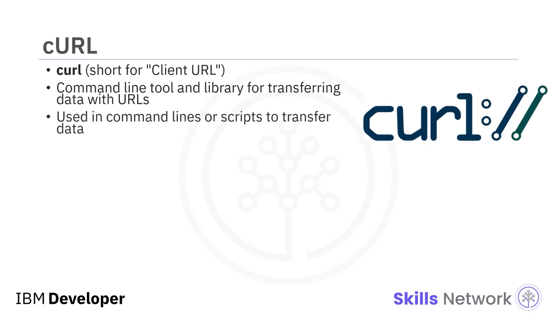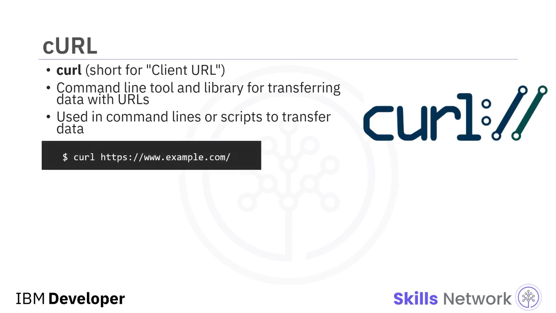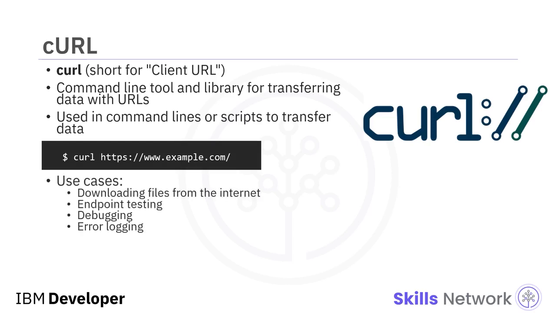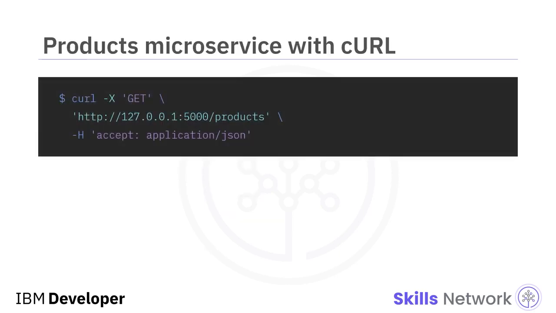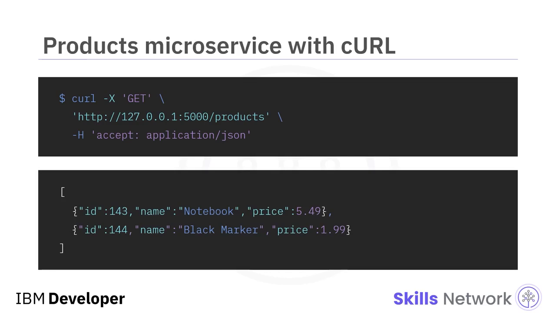Curl can either be used at the command line or in scripts to transfer data. You can run a simple curl command, as seen in this example, and then view the output. The most common use cases for curl are downloading files from the internet, endpoint testing, debugging, and error logging. Some of the most common protocols supported by curl are HTTP, HTTPS, FTP, and IMAP. If you run this example curl command, you will receive the output as shown.